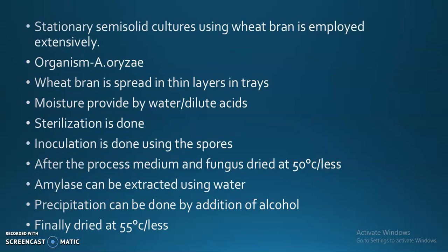Stationary semi-solid cultures using wheat bran are employed extensively, and the organism employed is Aspergillus oryzae. Here, wheat bran is spread in thin layers in trays. Moisture is provided by water and dilute acids. Sterilization must be done. Inoculation is done using spores. After the process, the medium and the fungus are dried at 50 degrees Celsius or a lesser temperature.